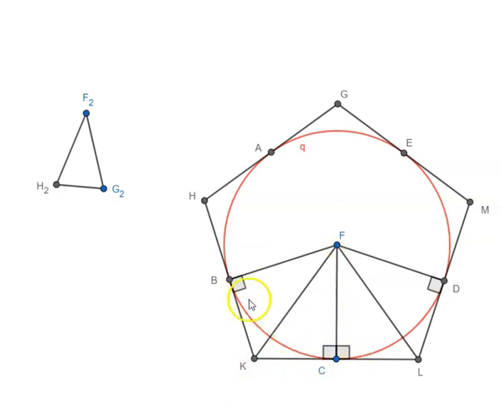Notice that both of these triangles are right angled triangles, and FK is the hypotenuse. So we can say FK square is equal to BF square plus BK square. Now with respect to this triangle, we can say FK square is equal to FC square plus KC square. But the left hand sides are equal, that is FK square. So we can say BF square plus BK square is equal to FC square plus KC square. Now FC is equal to BF. Why? Because they are radii of the same circle.